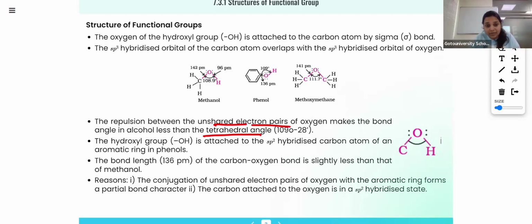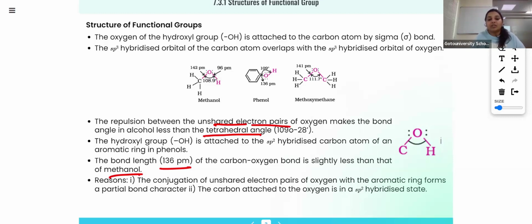The bond length also differs. The C-O bond length, bond length meaning the length of the bond, is 136 pm for the carbon-oxygen bond in phenol, less than that of methanol. See here, the bond lengths are also not the same. It is also different. The reason is the conjugation of C.